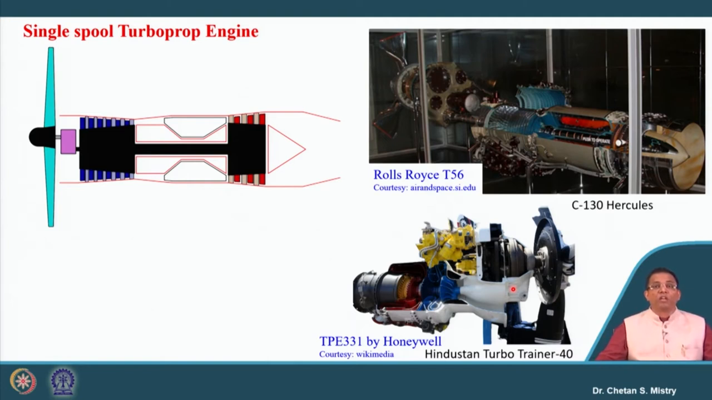Now here we need to understand one thing. For all the engines we were discussing, the turbojet engine, turbofan engine and turboprop engine, we must realize that the purpose of this engine is to rotate the propeller. And if possible, we can extract some amount of thrust that can be generated by the nozzle.